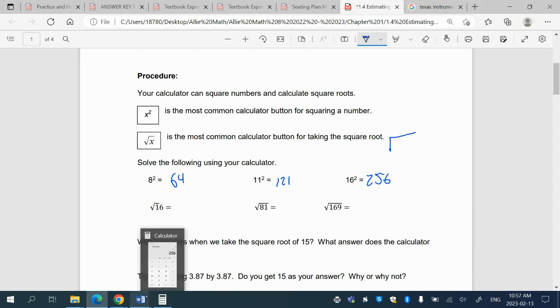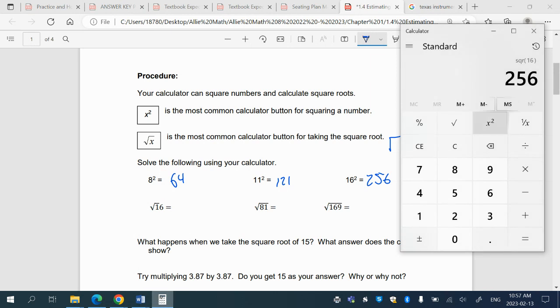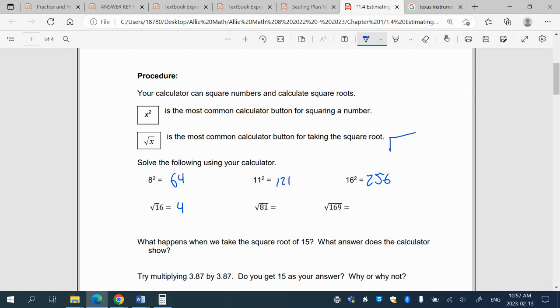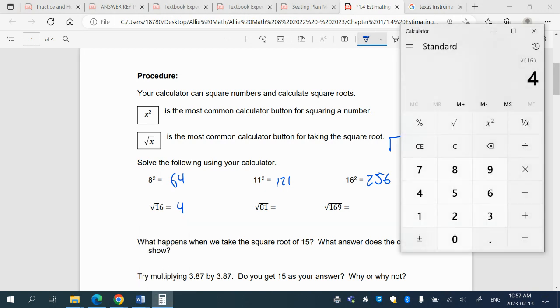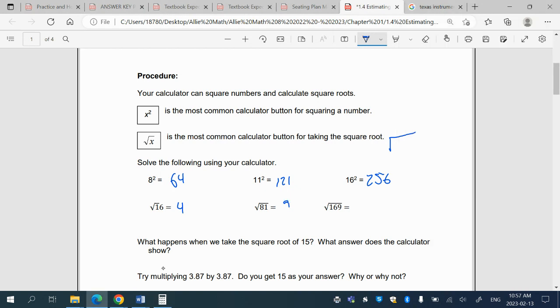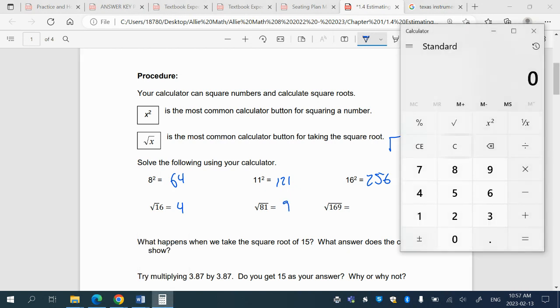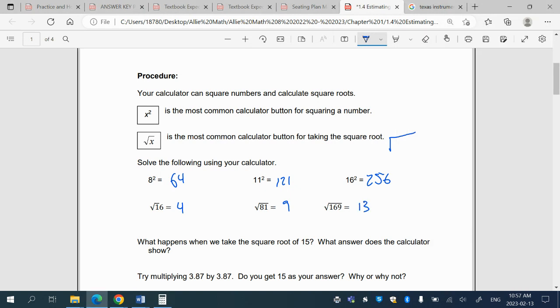Now let's do the square root of 16 on this calculator. I think you have to put in the number and then press this, our radical sign on this calculator. There we go. Now we're going to do 81. So let's do it together. 81, press the radical sign, it's going to be 9. And last one, 169. The radical button is going to be 13. Okay, so you can explore your own calculator.